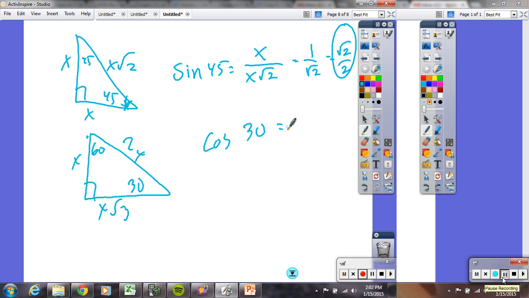So I'm sitting here at 30. X root 3 over 2x, because it's adjacent over hypotenuse, right? The x's cancel, and so this will always be root 3 over 2. So notice, the special triangles, that's another reasoning, is they will always have specific ratios, won't they? That's why they're kind of special too.